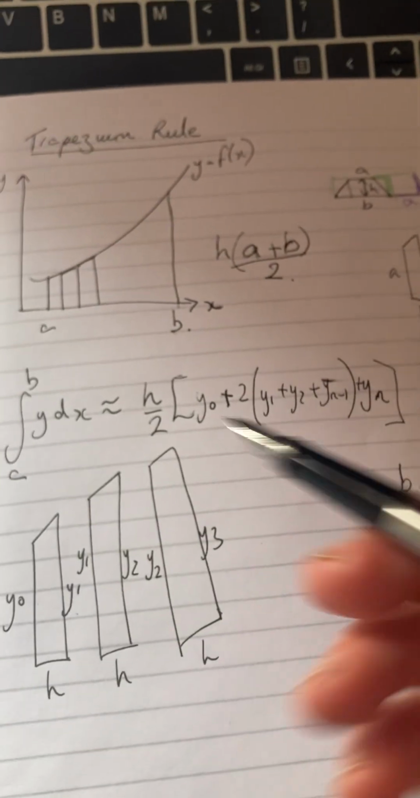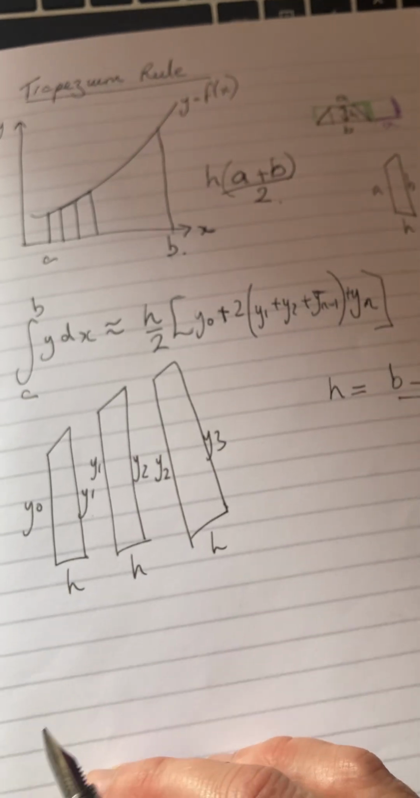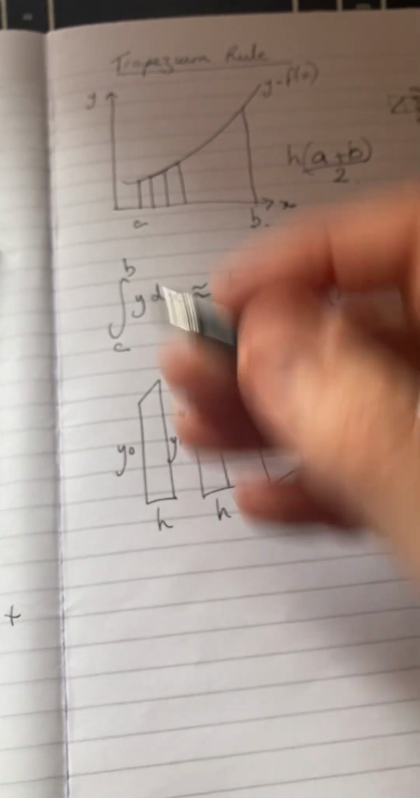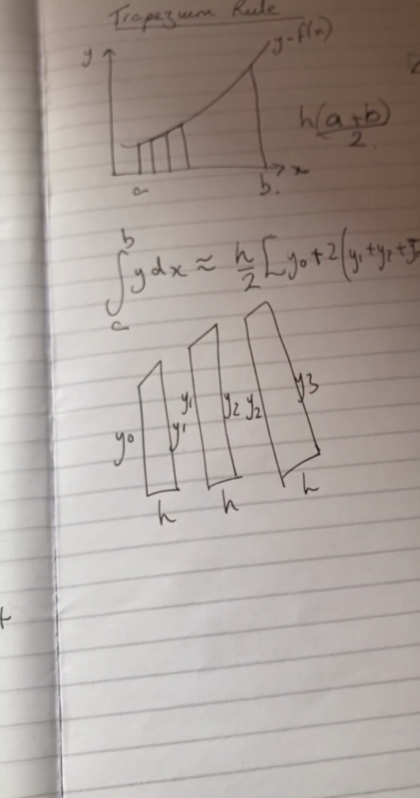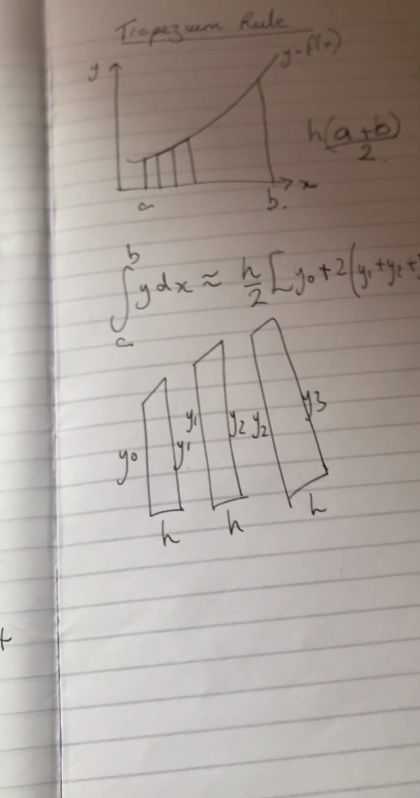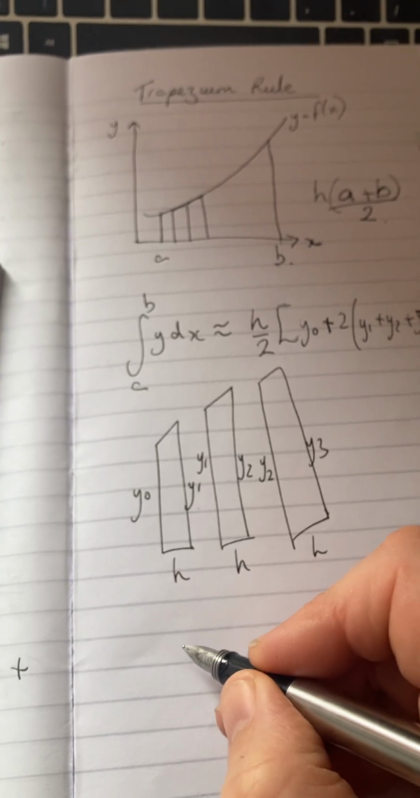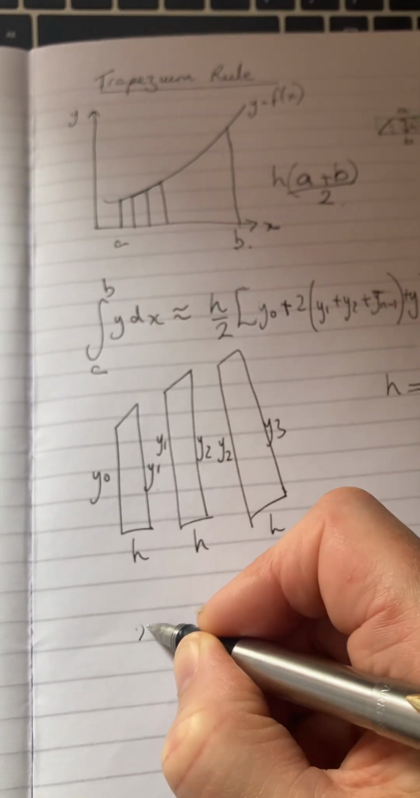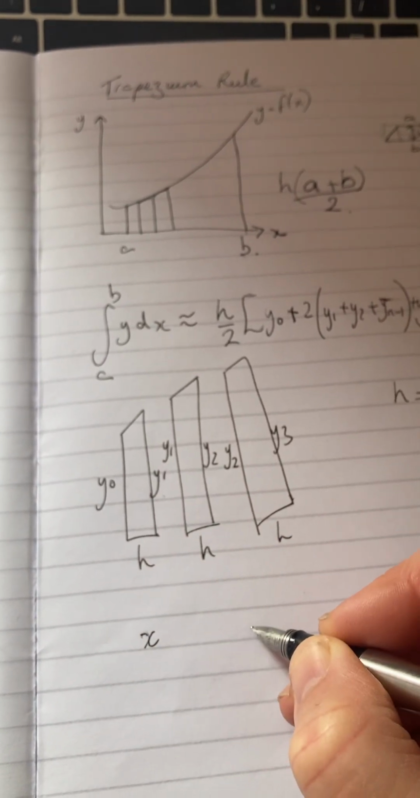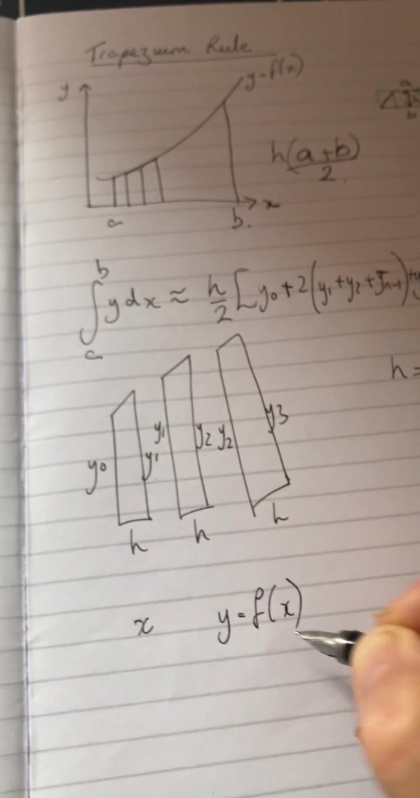And then it is a simple case of working out whatever it is. So that's why the trapezium rule is the trapezium rule. Hopefully that's helped you remember the formula. And then you just need to do a little table. So we've got x and we've got y is f of x.